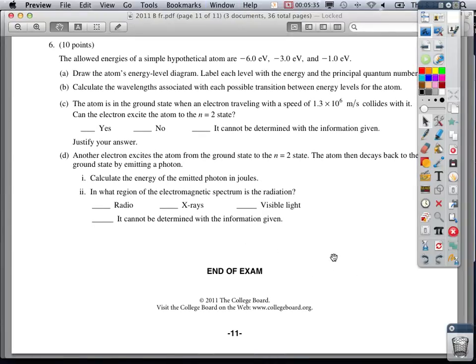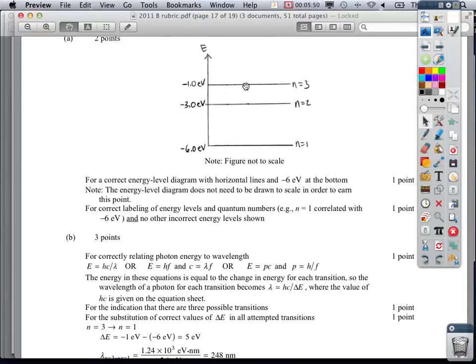Then another electron excites the atom from the ground state to the n equals 2 state, so 1 to 2. The atom then decays back to the ground state, emitting a photon. We just had this conversation. Calculate the energy of the emitted photon in joules. If it goes from 2 to 1, that means how many electron volts? 3.